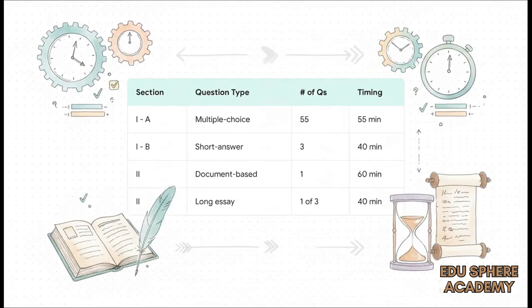And here's the nitty-gritty of how your time breaks down. Notice the pace on that first part. 55 multiple choice questions in 55 minutes. You gotta be quick. But then look at the time you get for writing. A full hour for the document-based question and 40 minutes for the long essay. Knowing this timing lets you practice your pacing so nothing comes as a surprise.